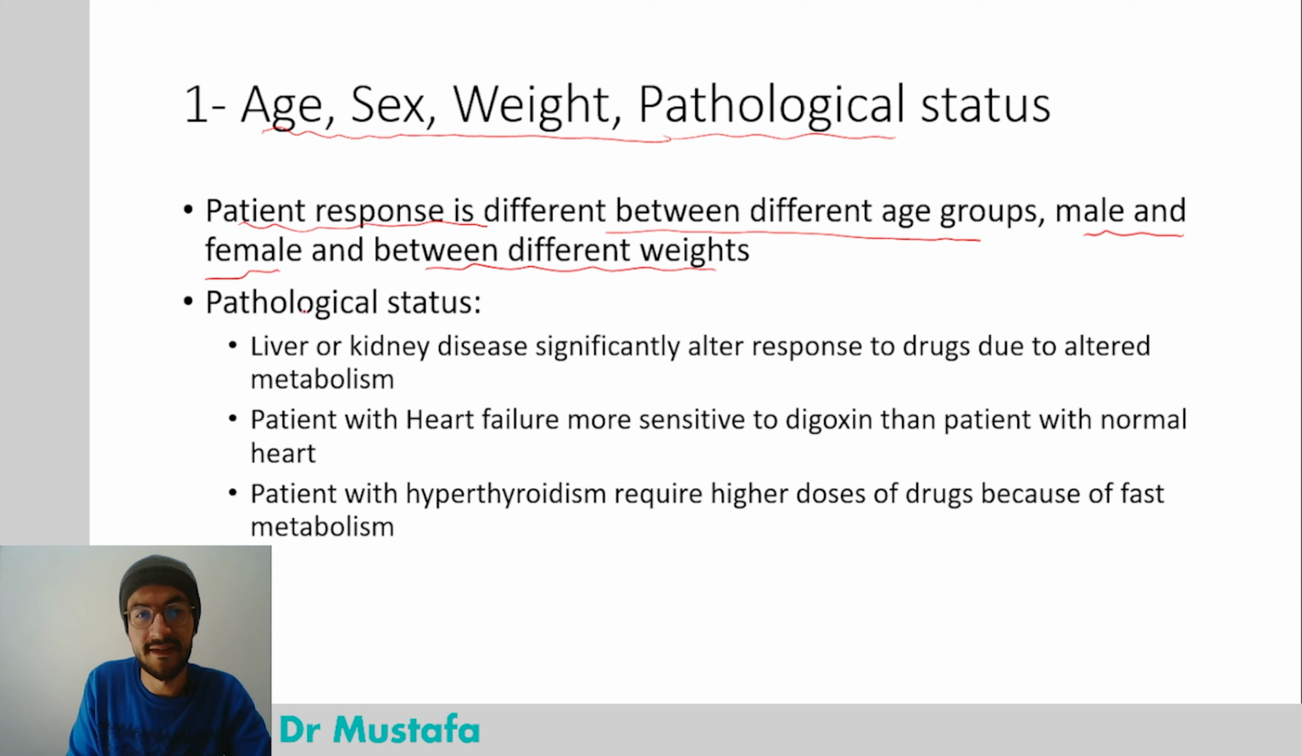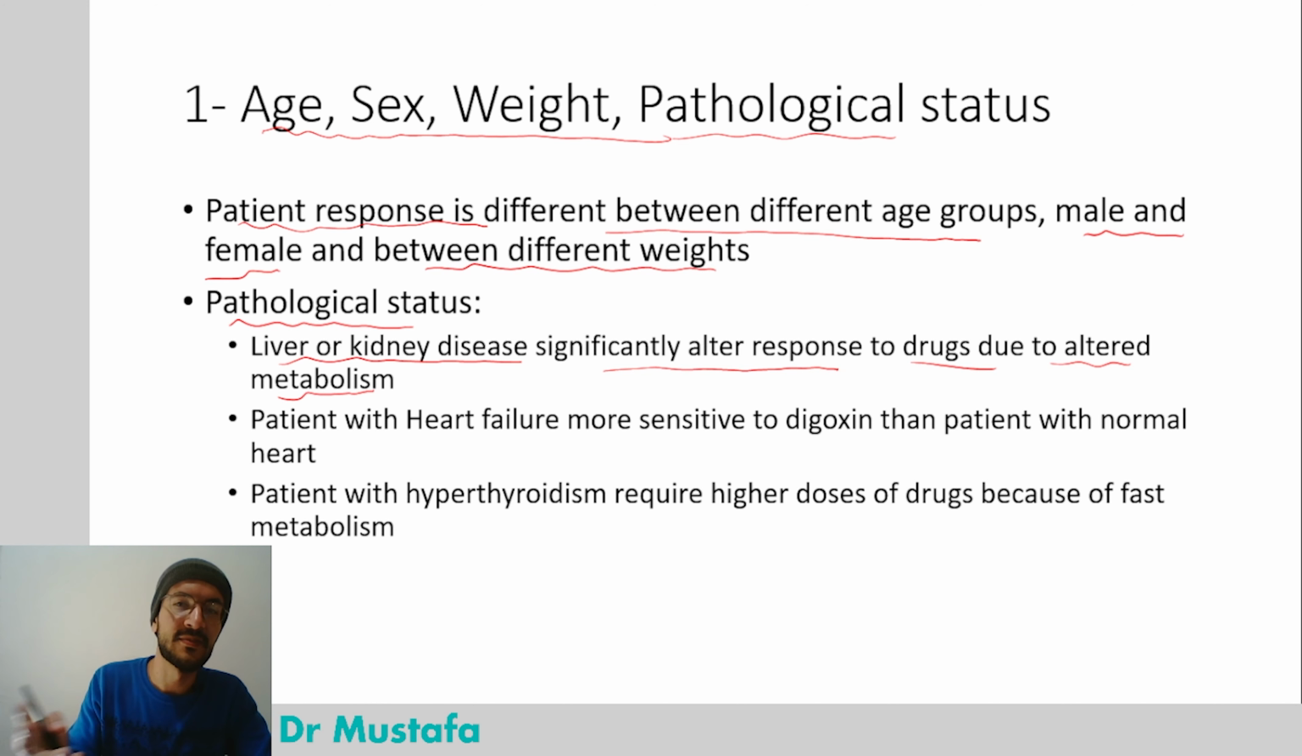Also, one important factor in patient response is the pathological status of the patient. Liver or kidney disease significantly alters response to drugs due to altered metabolism. So if there is a liver or kidney impairment, this would lead to altered metabolism of the drug and would lead to a different response, and might lead to drug accumulation and toxicity.